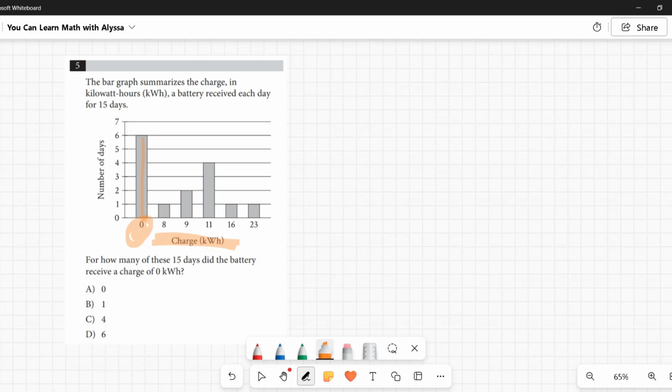Then I follow the bar graph up to find my number of days. And it says the number of days up here is 6. So for 6 days out of the 15, the battery received 0 hours of charge. That's D, 6. So yeah, sometimes they have these on there that don't ask you to do any math. They just ask for your bar graph or histogram reading skills.